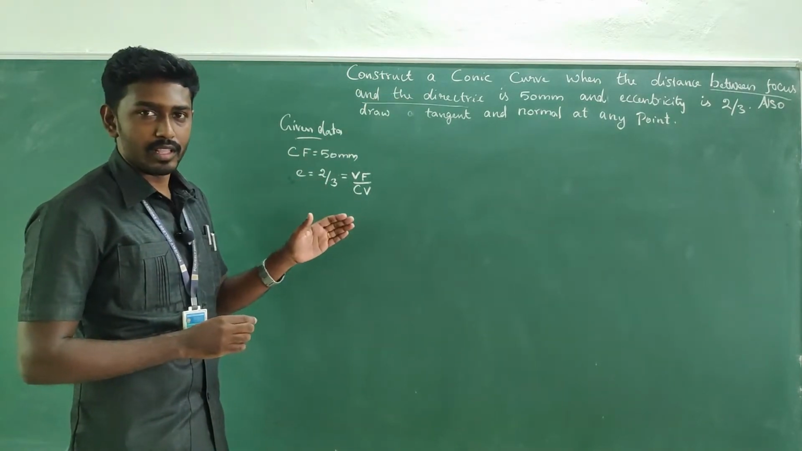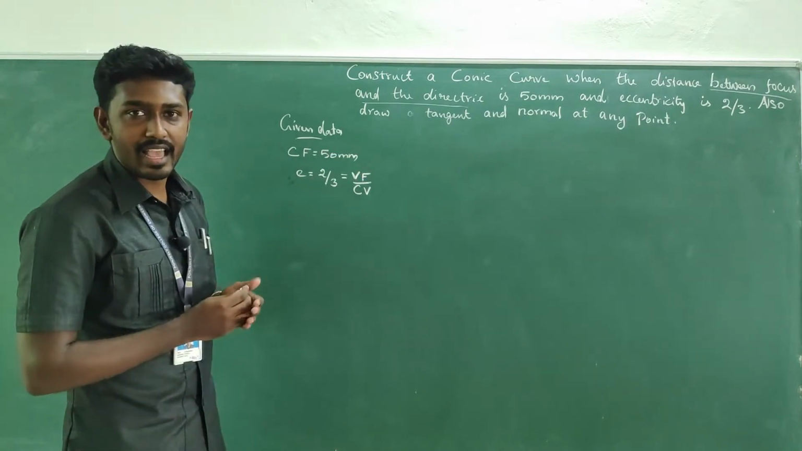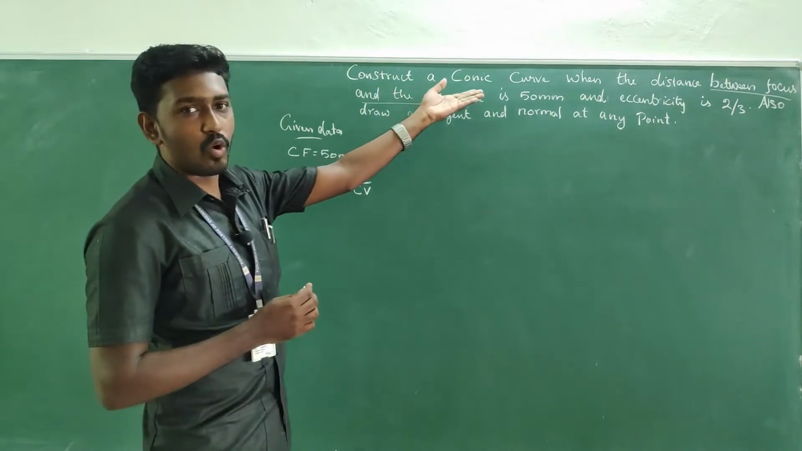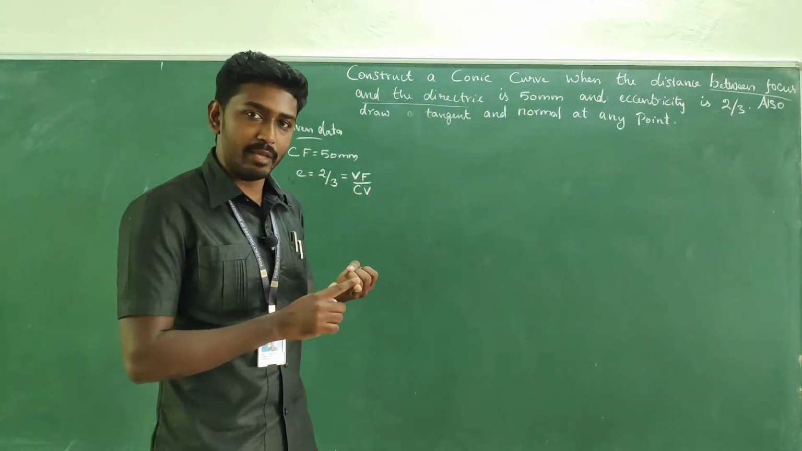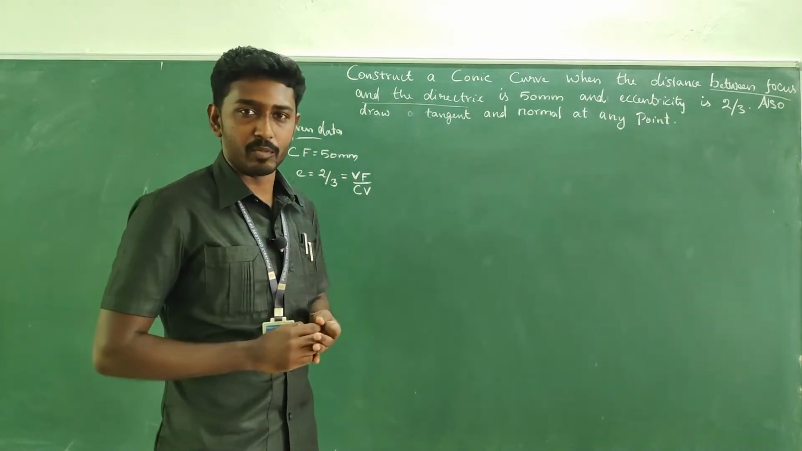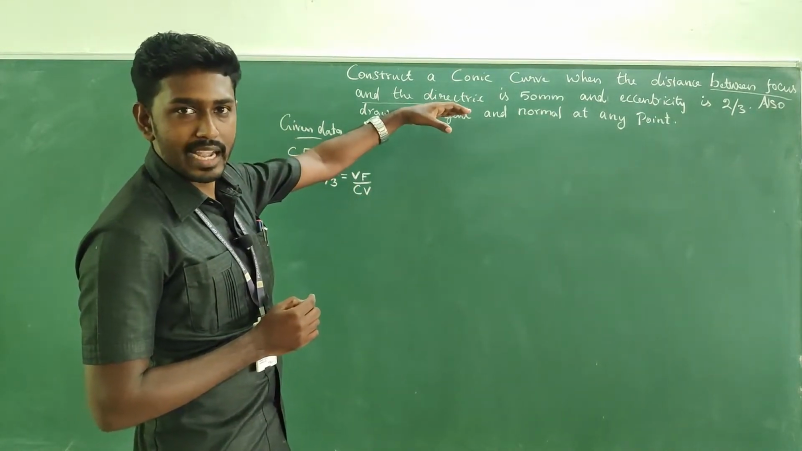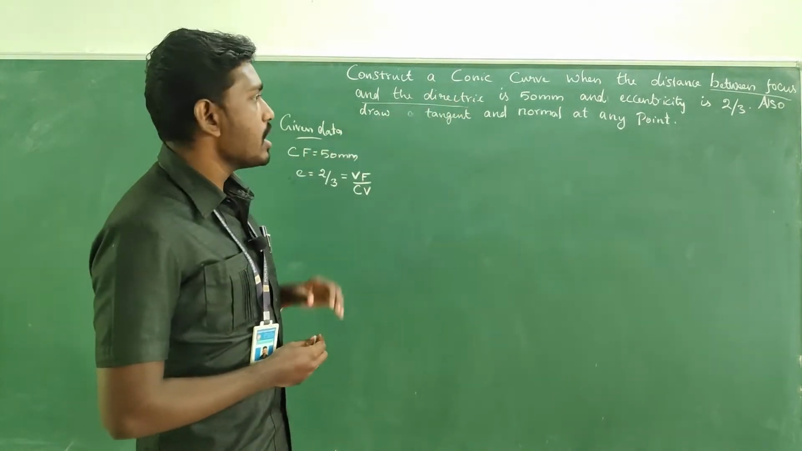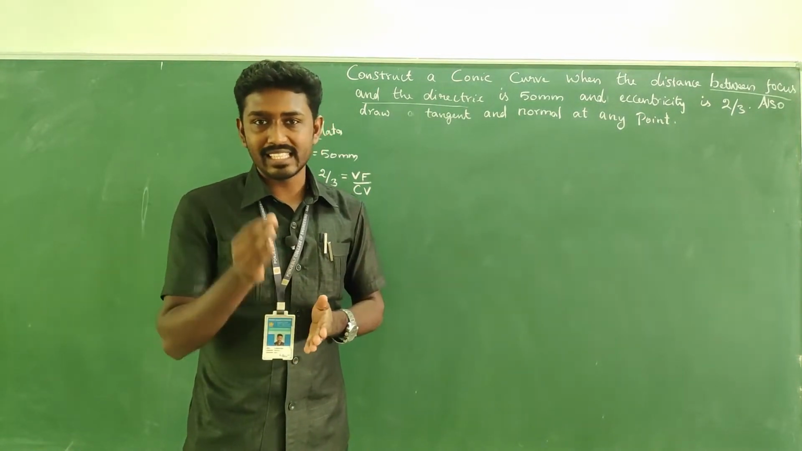So first, when we start to construct any drawing from the conic curves, we must identify which curve the question asks us to draw. Here it is mentioned as a conic curve, but a conic curve can be an ellipse, parabola or hyperbola. Among the three, we have to conclude which curve is demanded. From which can we conclude it? Yes, from the eccentricity value.